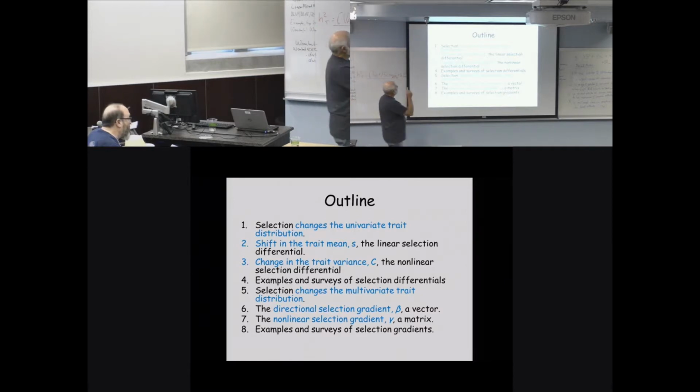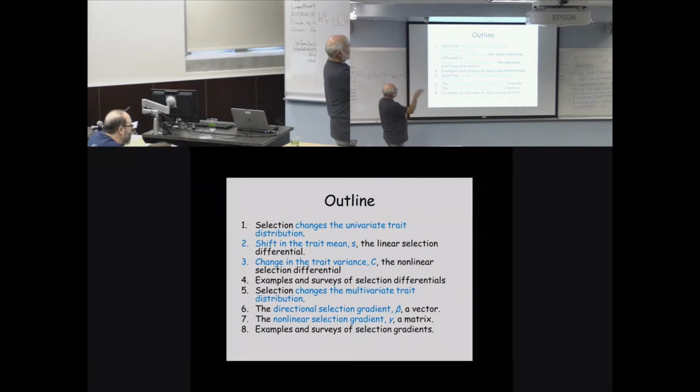Okay, so here's our outline. We're going to start by looking at how selection changes univariate trait distributions. We're going to look at several different coefficients: little s, big C, beta, and gamma. s is the shift in the trait mean, the so-called linear selection differential. We've been exposed to it before. We're also going to talk about C. If we look at the change in the mean in the univariate space, it's natural to look at the change in the trait variance. We're going to call that C, the nonlinear selection differential, just the second-moment analog to s, the first-moment change. Then, fourth, we're going to look at examples and surveys of univariate selection differentials.